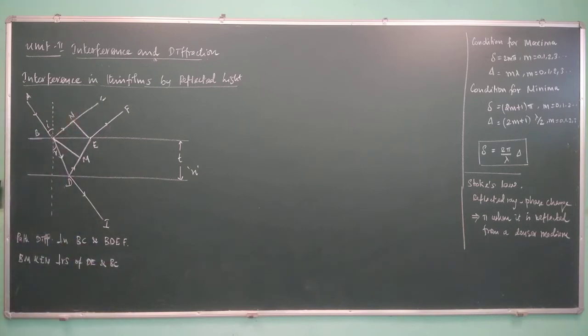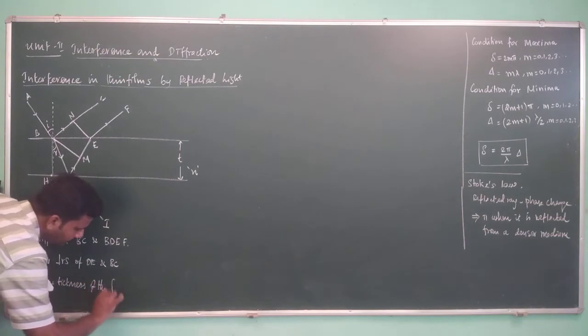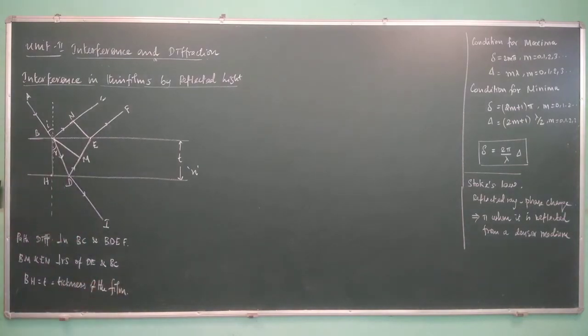Okay, fine. And this height, let's denote this point as B and this point as H. So this vertical height, that is the height between the upper surface and lower surface of the thin film, that is BH, which is nothing but t, the thickness of the film. That is the thickness of the film.